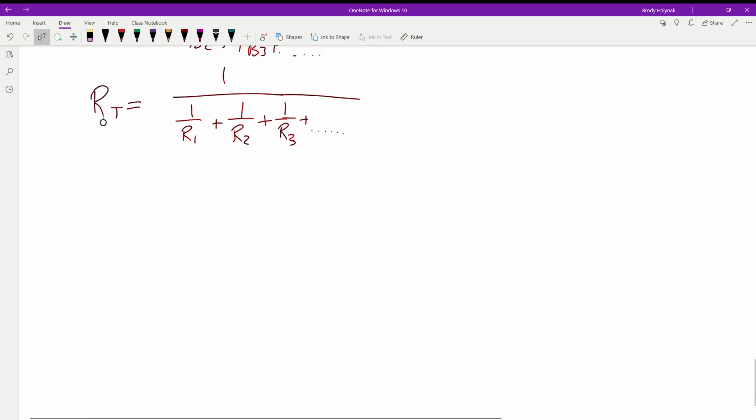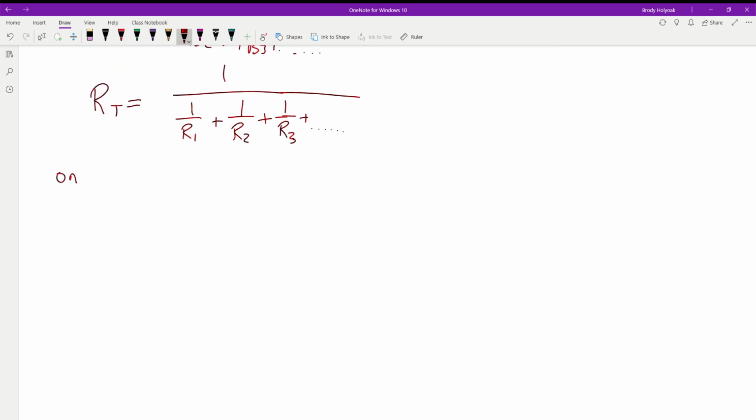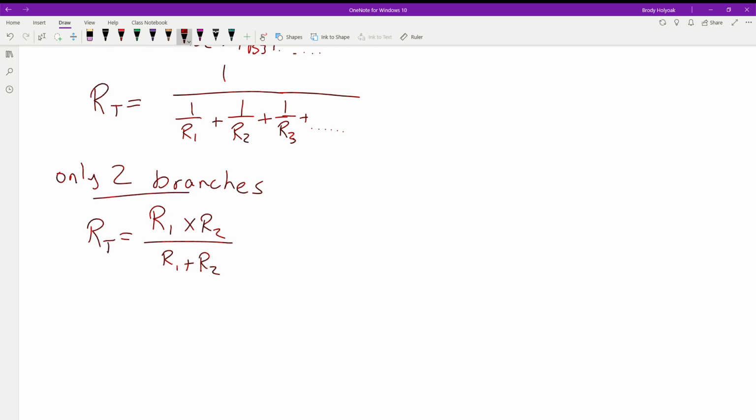If we only have two branches, we can use the product over the sum rule. So in this case, we have R1 times R2 divided by R1 plus R2. This will give us the total resistance, only using two branches.